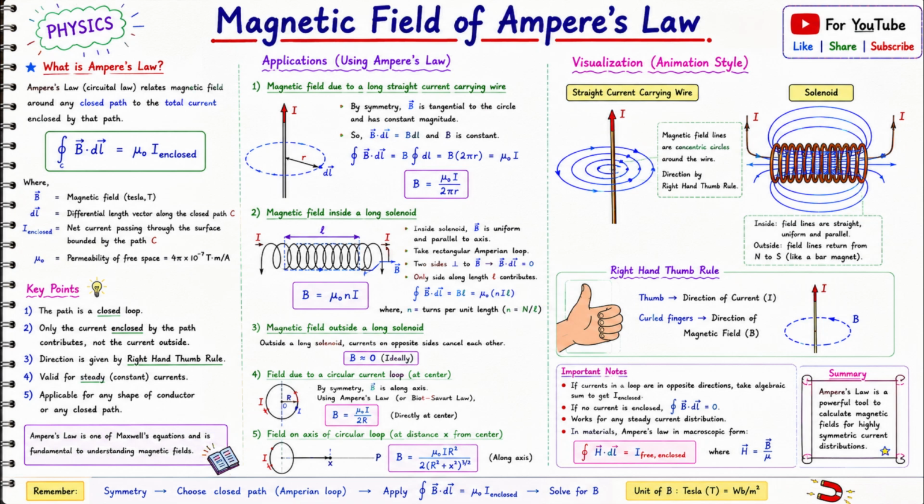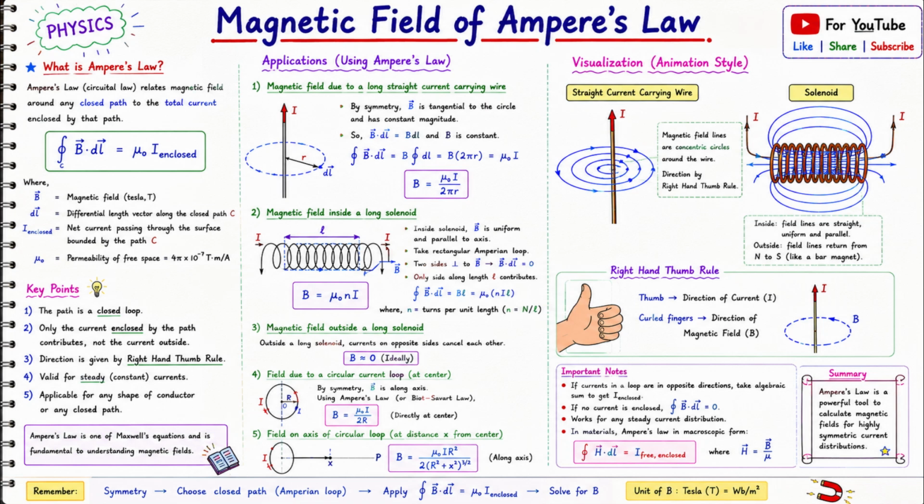Mathematically, ∮B·dl = μ₀I_enclosed, where B equals magnetic field, in Tesla, T, dl equals small length element along the closed path, I enclosed equals current passing through the closed surface, μ₀ equals permeability of free space, equals 4π times 10⁻⁷.